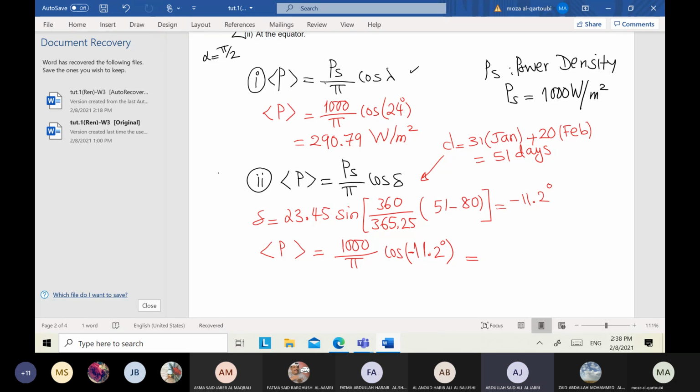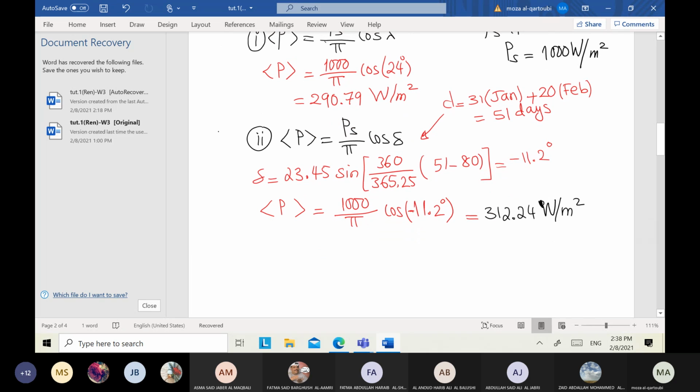312. Yes, 312, then point 24. 1 point 24. Watt per meter square. This is power density. When we study this note, we'll give a different rule depending on the type of insulation, so there will be 3 types. So, the last question for today.